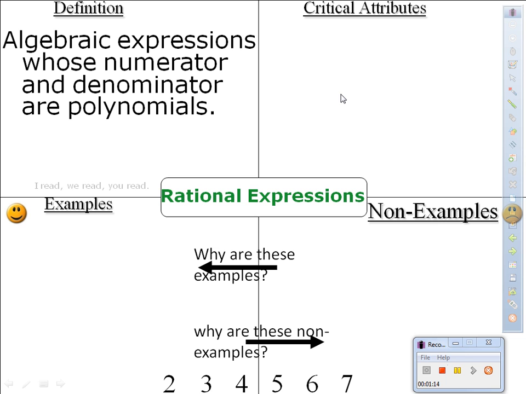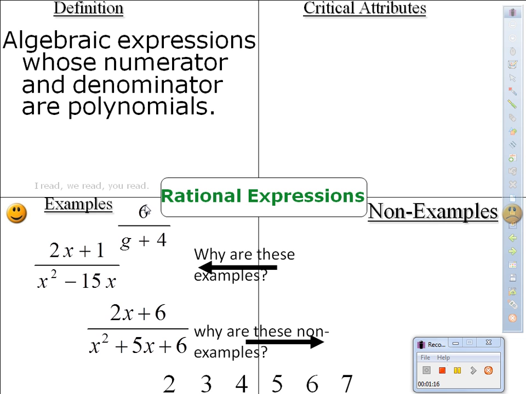Examples. 6 over g plus 4, 2x plus 1 over x squared minus 15x, and 2x plus 6 over x squared plus 5x plus 6. Copy those.